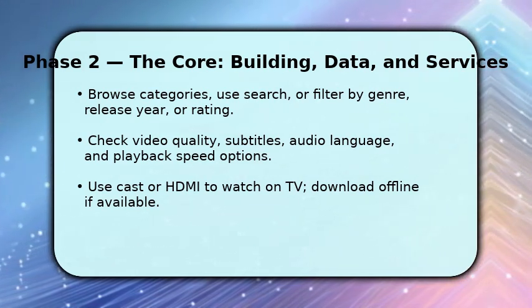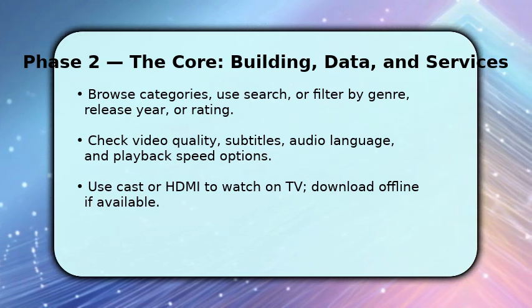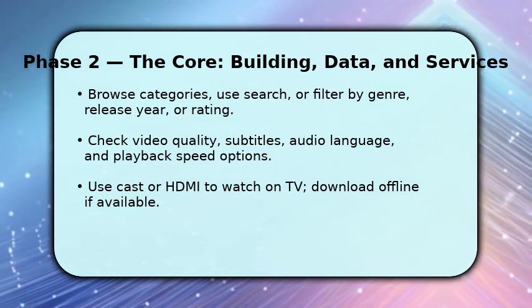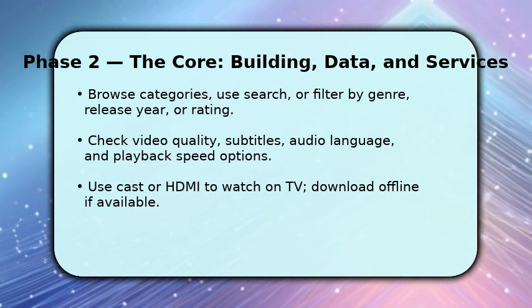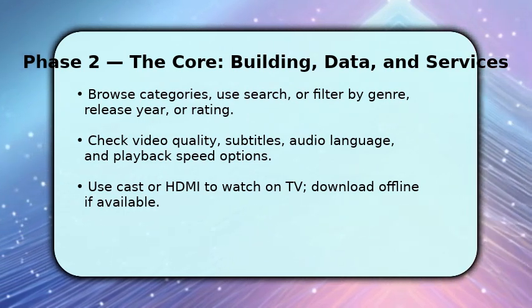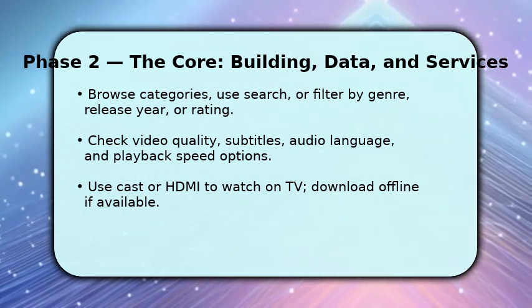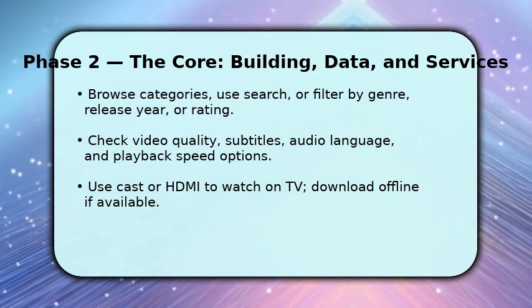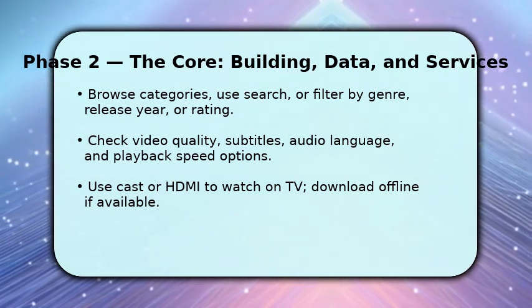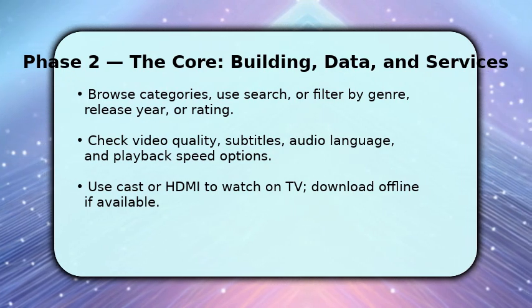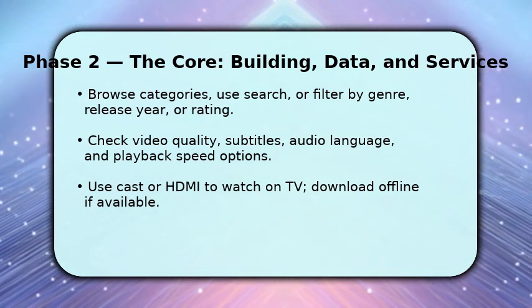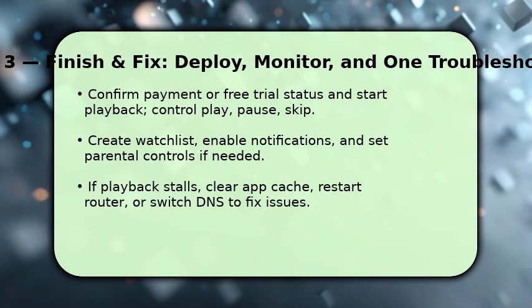Once you pick a title, preview details, runtime, resolution, subtitles, and audio, so playback matches your setup. Make adjustments, enable subtitles, switch audio language, or choose a different stream quality based on bandwidth. If you prefer a bigger screen, cast or connect via HDMI. Alternatively, download for offline viewing when supported. You're ready to press play.